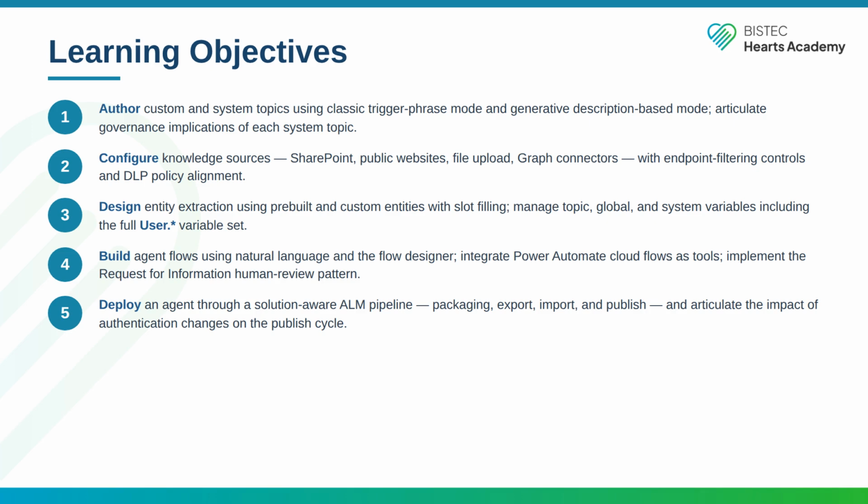The fourth objective is to build agent flows using natural language and the flow designer. Integrate Power Automate cloud flows as callable tools with typed inputs and outputs, and implement the request for information human review pattern. The fifth objective is to deploy an agent through a solution-aware ALM pipeline, packaging, export, import, and publish, and to understand exactly when and why authentication changes force a mandatory republish.